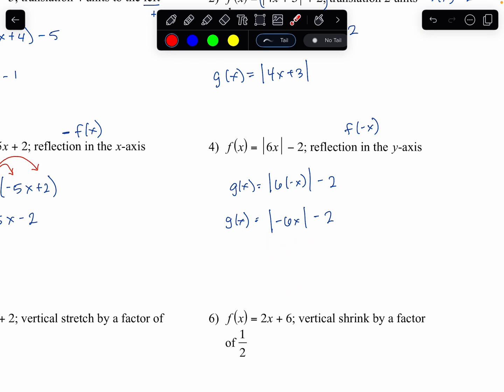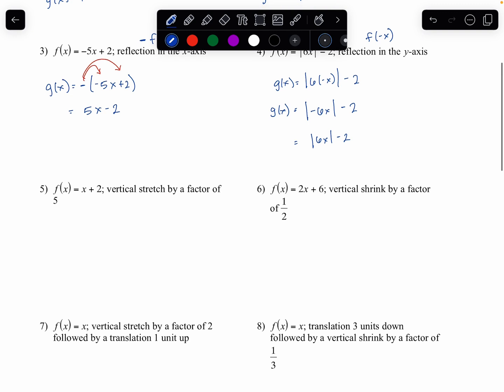But if I plug in negative 2, it would also be 12. So this negative doesn't really need to be there. I can simplify it because it doesn't matter. It's always just going to be positive. So I can even write this as the absolute value of 6x minus 2.